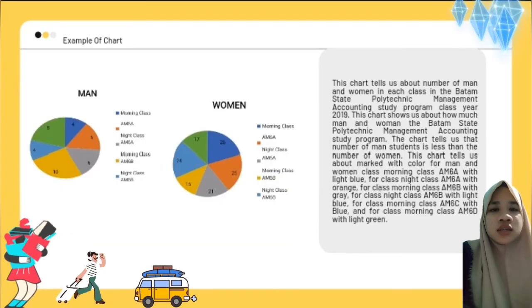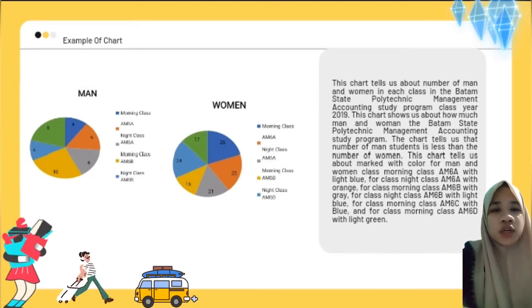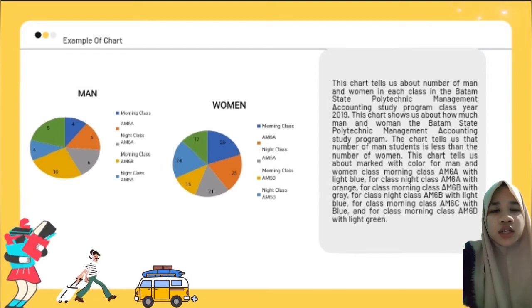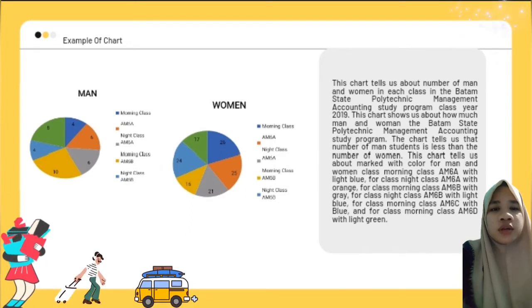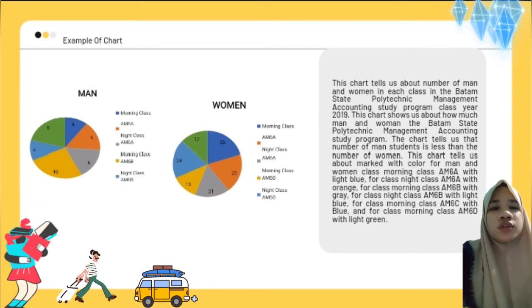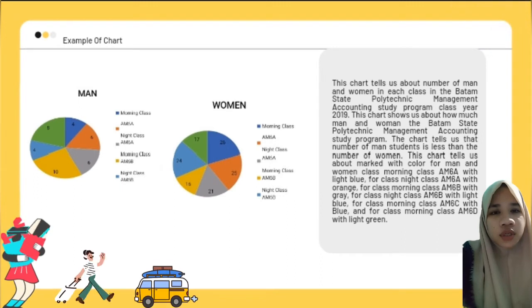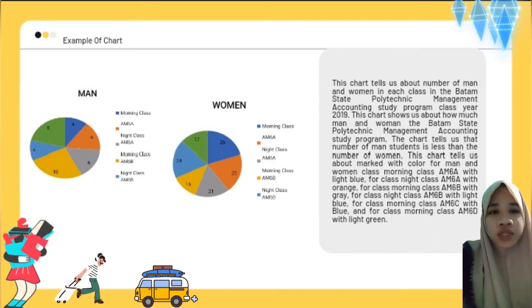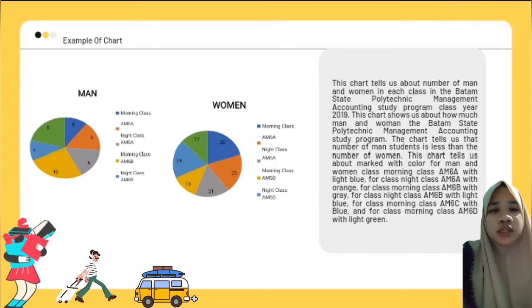And the chart. This chart tells you about the number of men and women in each class in the Batam State Polytechnic Managerial Accounting Study Program, class year 2019. This chart shows you how many men and women there are in the Batam State Polytechnic Management Accounting Study Program. The chart tells you that the number of men students is less than the number of women. The chart tells you about marking with color for men and women.